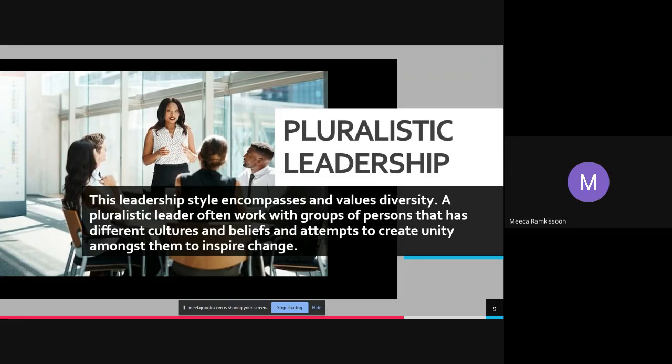Okay, dealing with the three main types of leadership styles, starting with pluralistic. This leadership encompasses and values diversity, recognizing each gender and culture. A pluralistic leader often works with groups of persons that have different cultures and beliefs and attempts to create unity amongst them to inspire change.